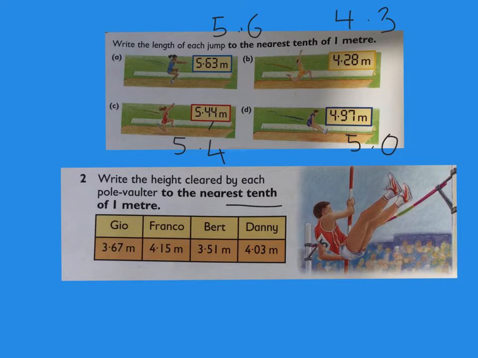Okay, so write the height cleared by each pole vaulter to the nearest tenth of a metre. So for Geo, 3.67 becomes 3.7 metres. 4.15 becomes 4.2 metres. 3.51 becomes 3.5 metres, and 4.03 is 4.0 or just 4 metres, okay? Either answer is acceptable.